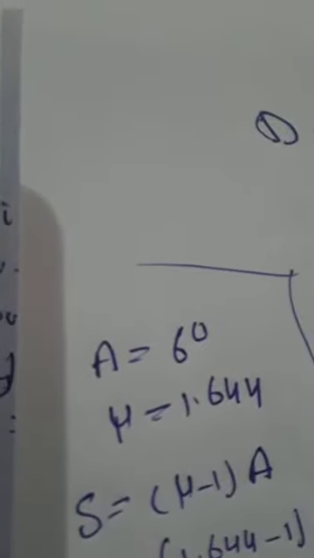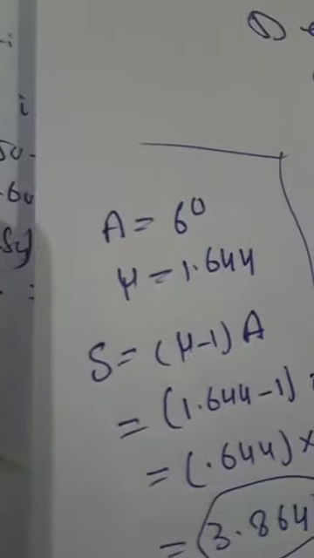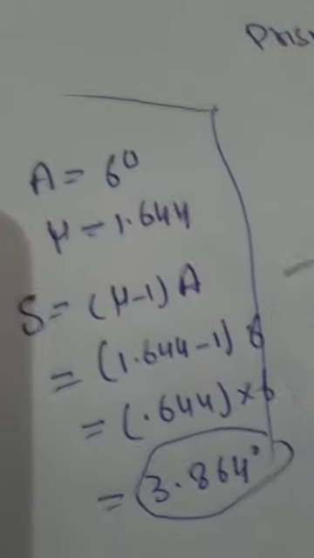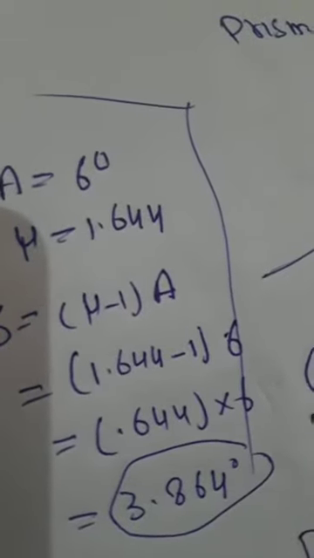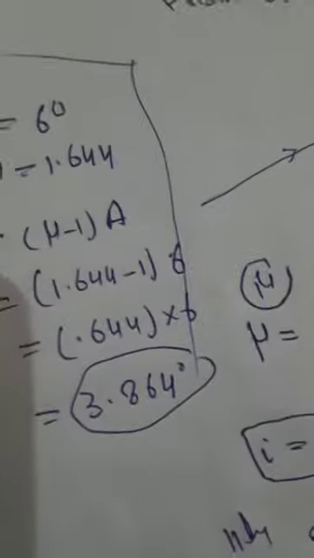I hope you have got it. Calculate the deviation produced by a prism of angle 6 degree. That means the angle of prism is 6 degree, so it is a small angular prism. The refractive index is also given, so we have to apply this formula: deviation is equal to (mu minus 1) into A. That means 1.644 minus 1 is 0.644, multiplied by 6. Ultimately we multiply these two and we get the answer.